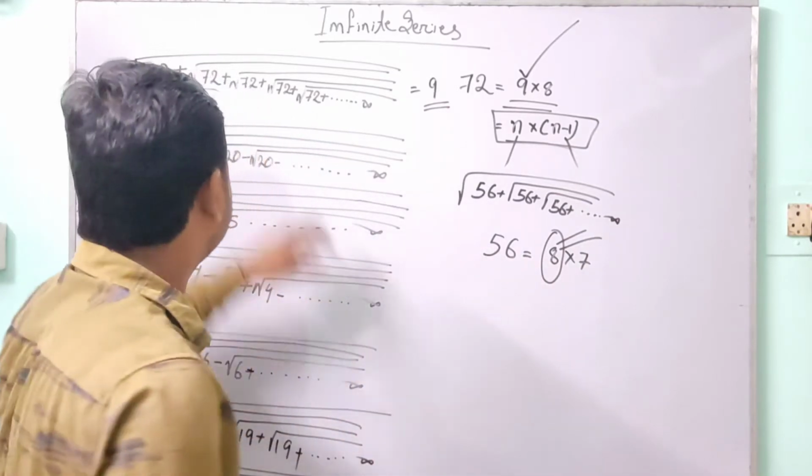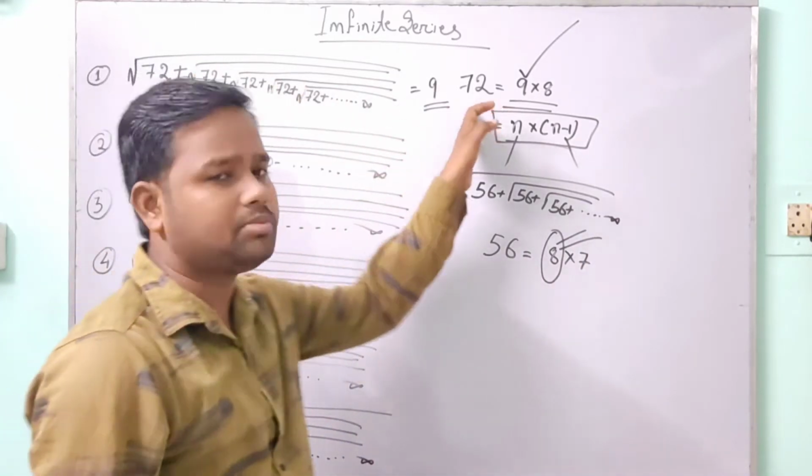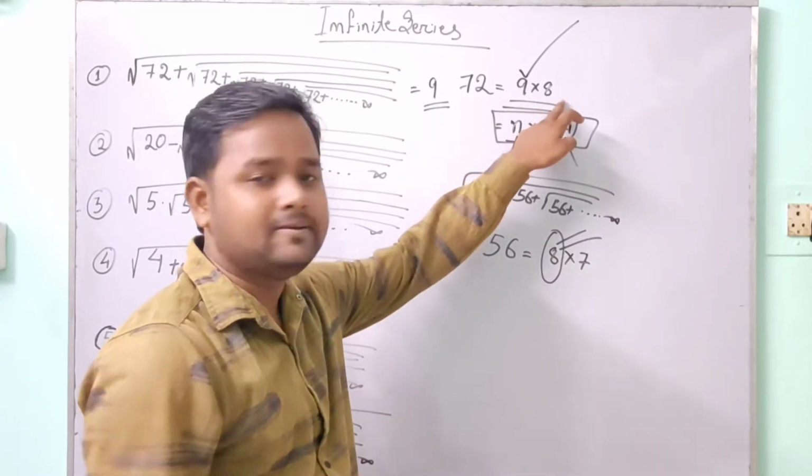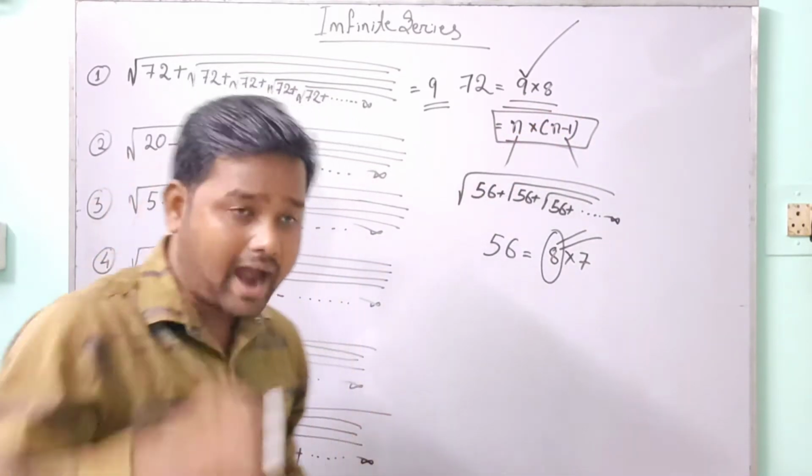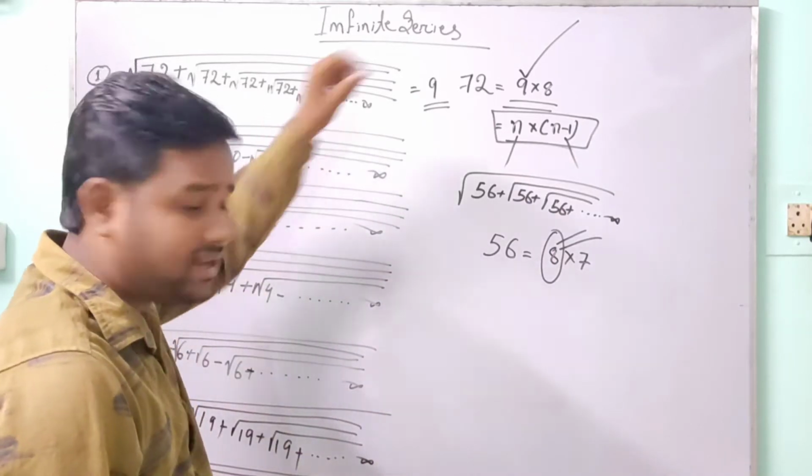But in our question it is given as 72, so 72 is the multiplication of 9 into 8, so 9 will be the answer. The larger number will be the answer in case of the addition. It is the plus. Next question.